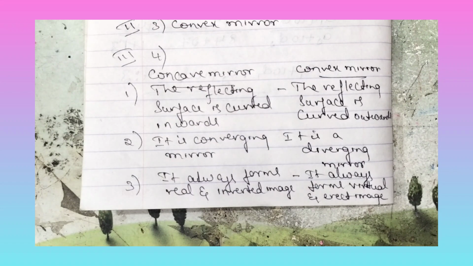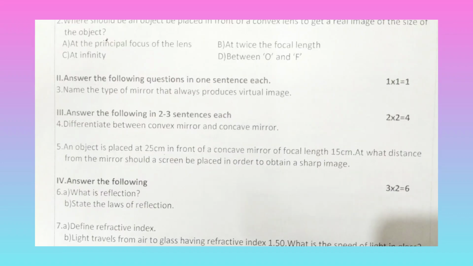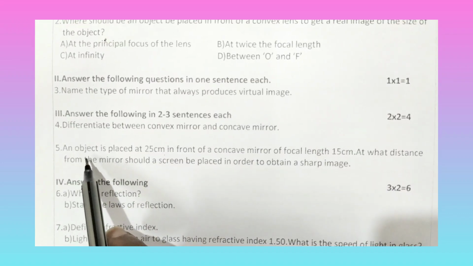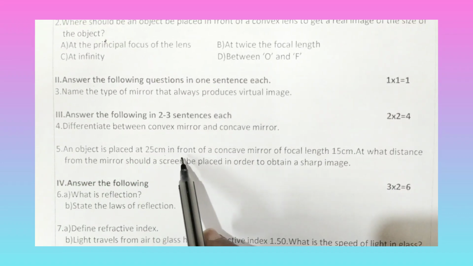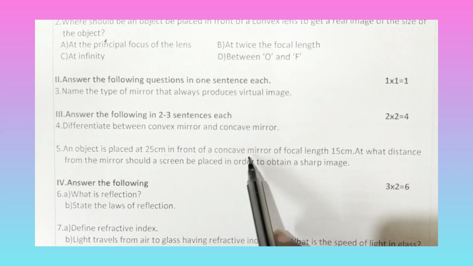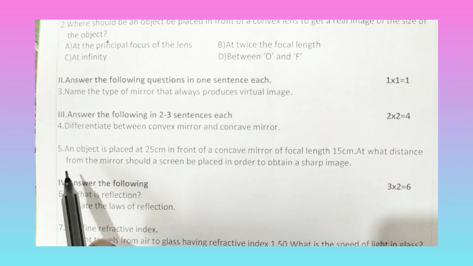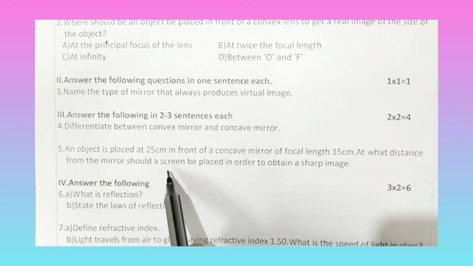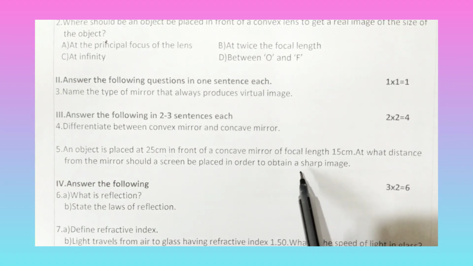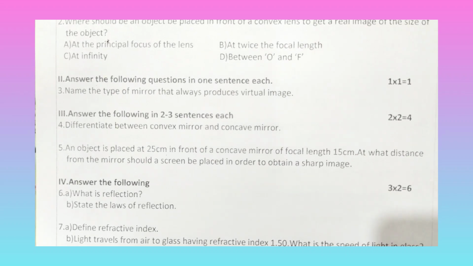Now let us move to the fifth question. An object is placed at 25 centimeter in front of a concave mirror of focal length 15 centimeter. At what distance from the mirror should a screen be placed in order to obtain a sharp image? That means we have to find out the image distance.